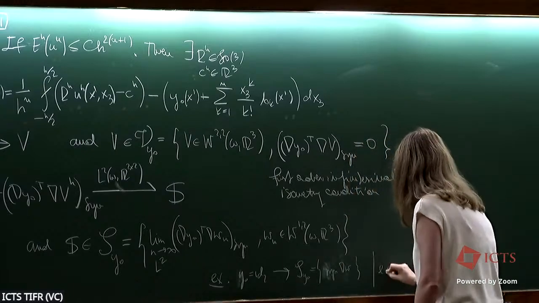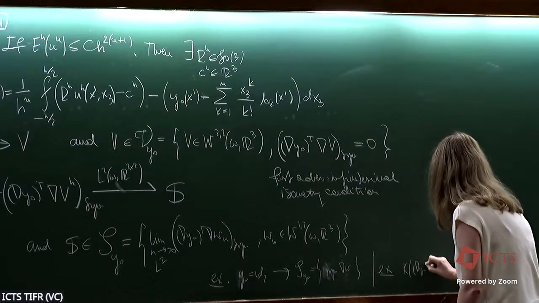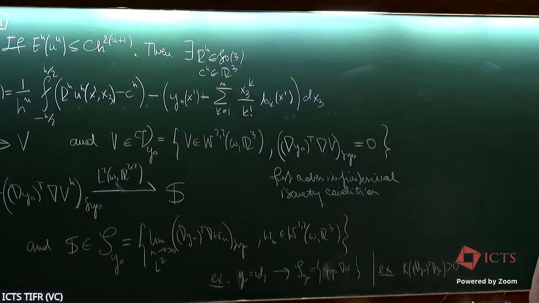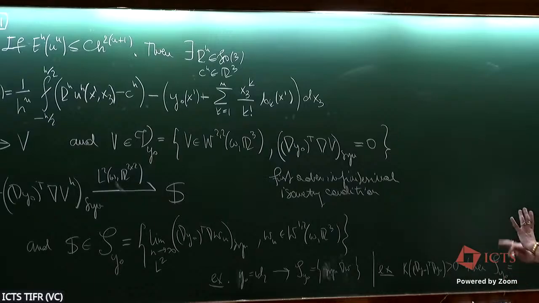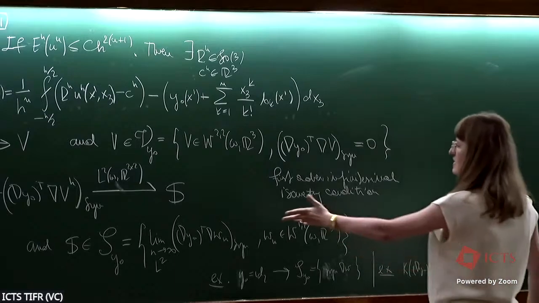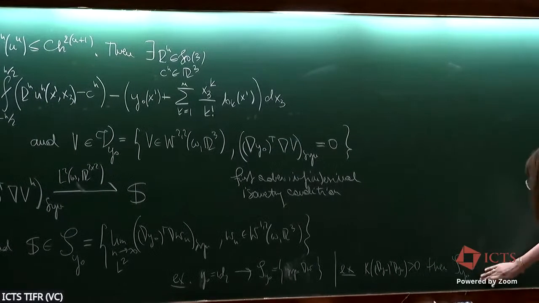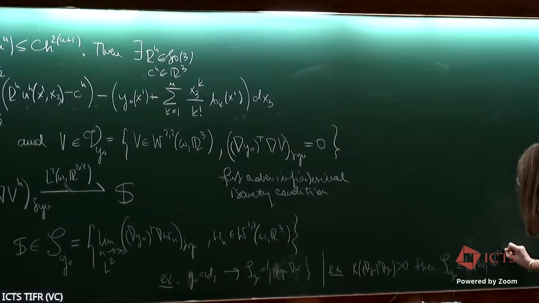But another example: if the Gaussian curvature of gradient Y0 transpose gradient Y0 is strictly positive, so if Y0 is convex, then in fact SY0 consists of not just symmetric gradients, but of all L2 symmetric fields. So this equals L2 from omega to R 2 by 2 symmetric.